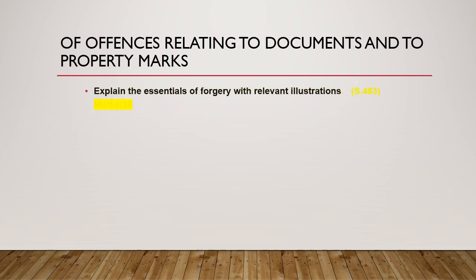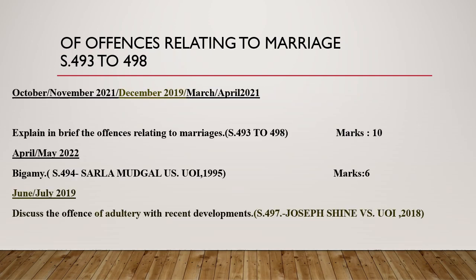Of offences relating to documents and to property marks, only one question is asked: explain the essentials of forgery with relevant illustrations. Of offences relating to marriage, section 493 to 498: explain in brief the offences relating to marriage. This question is asked 3 to 4 times, so this is a very important question.